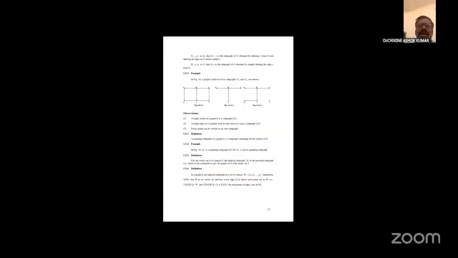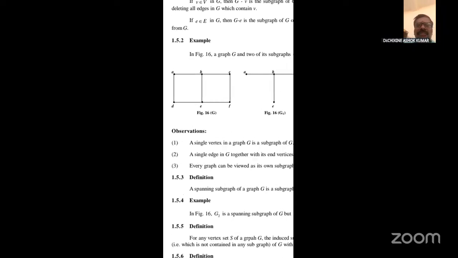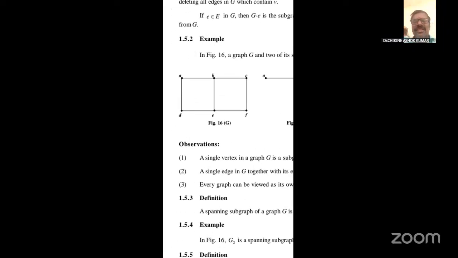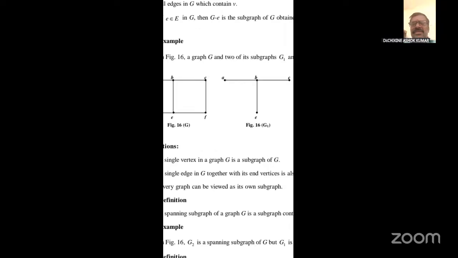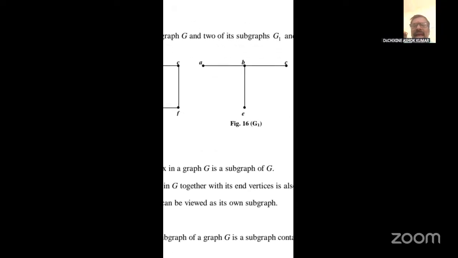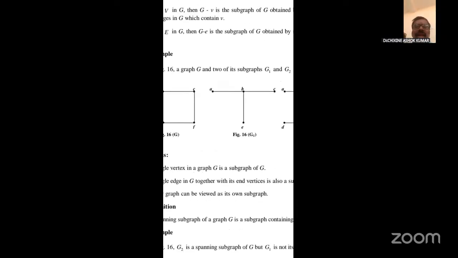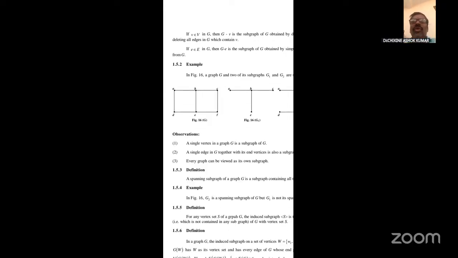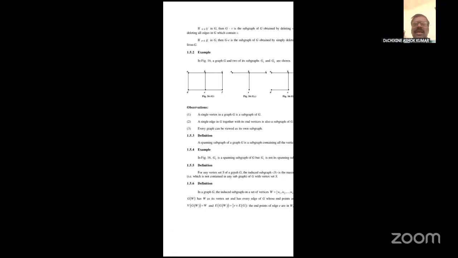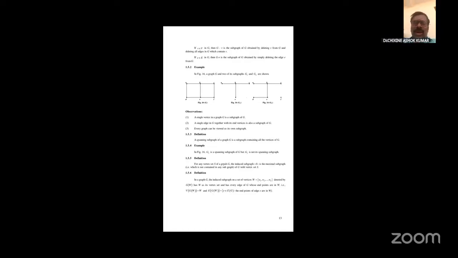See here, I'll show it. This is a graph, figure 16G is the graph, and 16Gi is the subgraph, because here I am eliminating a few edges, a few vertices. So these kinds of graphs are known as subgraphs.